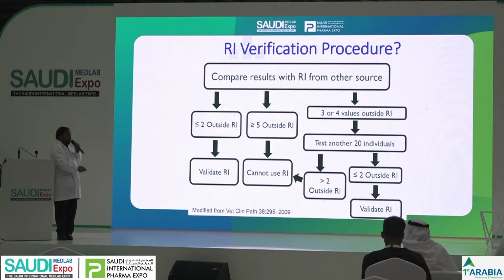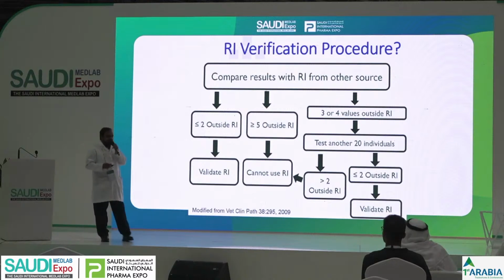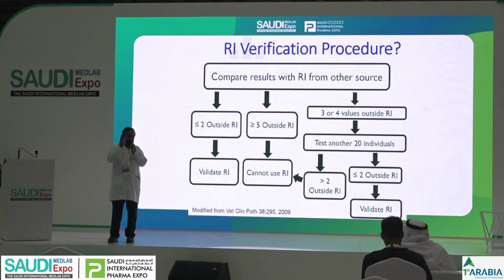You have to repeat and find out where the reason is. If 3 to 4 samples are outside of the normal range, then collect another 20 samples and repeat the experiment. Again, out of 20, 2 samples can be out, but 18 must be in. So what is the bottom line?